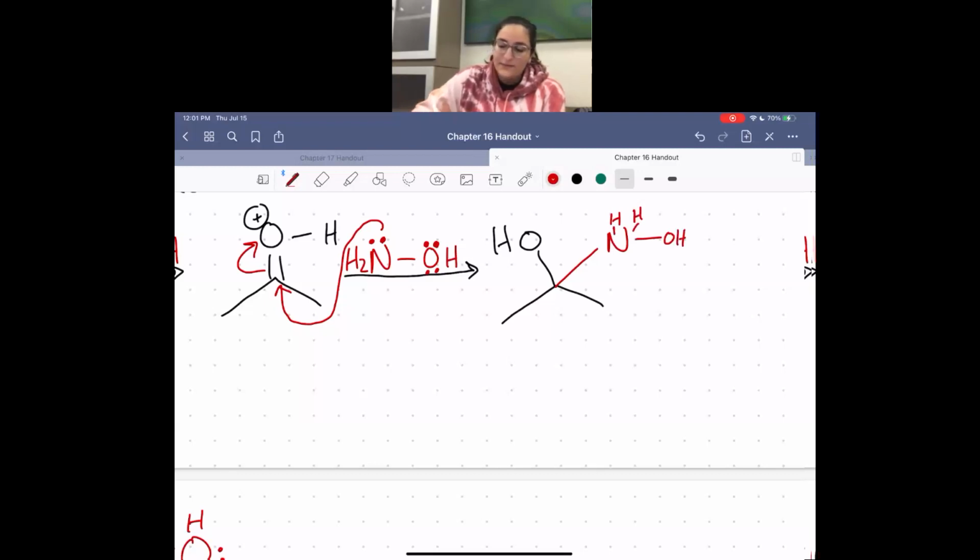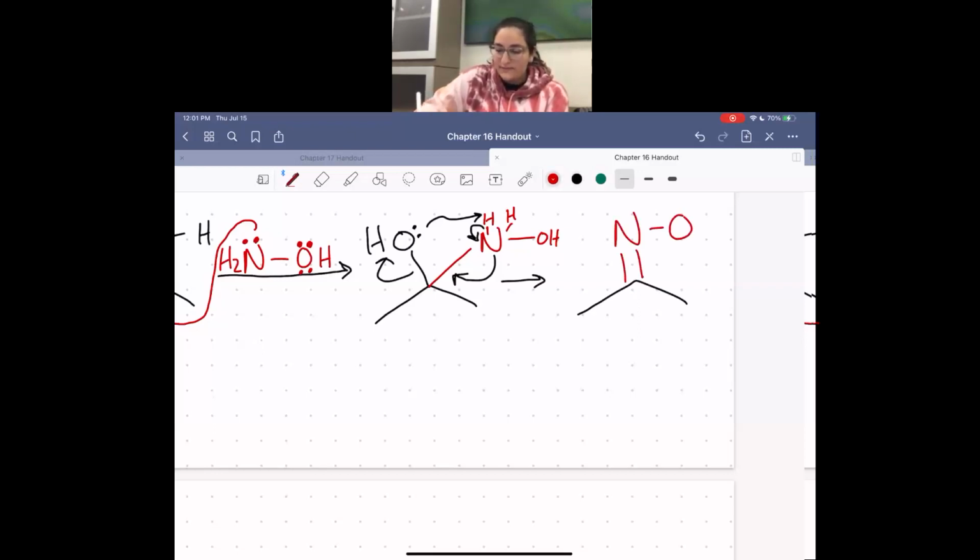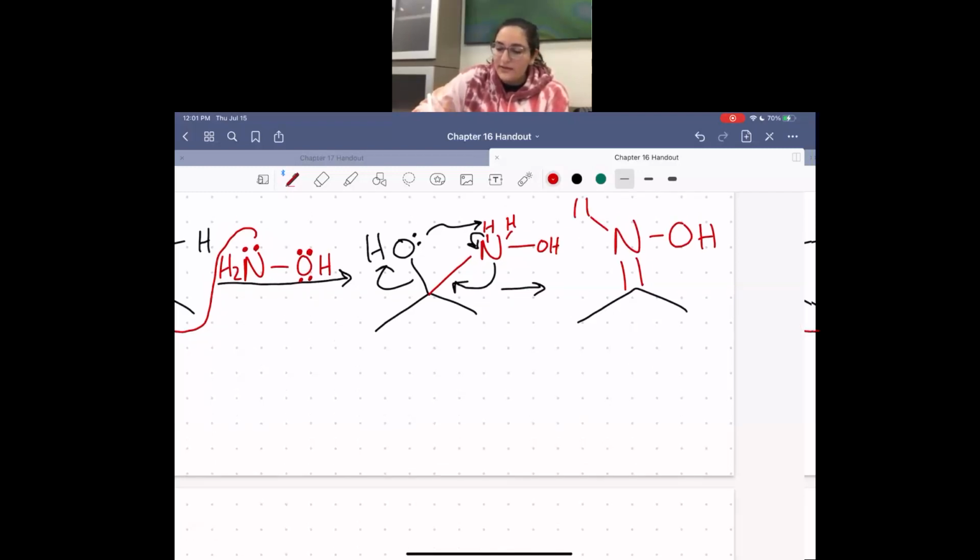There we go. So we steal one of the hydrogens, give those electrons back. Then nitrogen is going to form a double bond, kick off our leaving group, and we get... I see that there's a question. Let me just finish drawing this and I will answer it. And while I'm answering that question, I want y'all to tell me, how do we get rid of this plus charge?